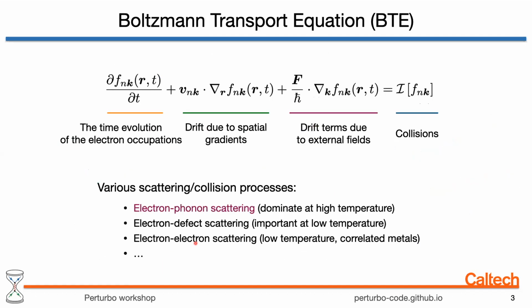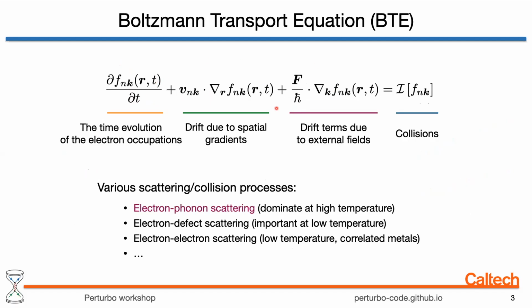So we want to calculate transport properties. And so the main equation to do that is, of course, the Boltzmann transport equation, or BTE for short, which is shown in its full form here. Now, the key component is, of course, f, which is the electronic occupations of states labeled by band n and momentum k. And then we want to calculate its evolution in time. So it has this time dependence.